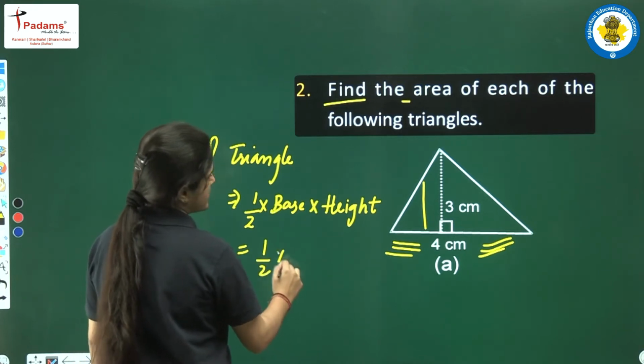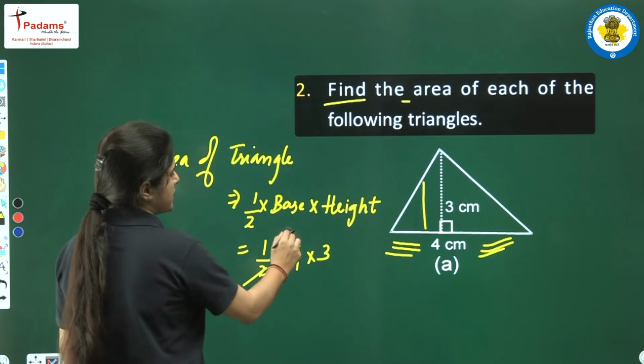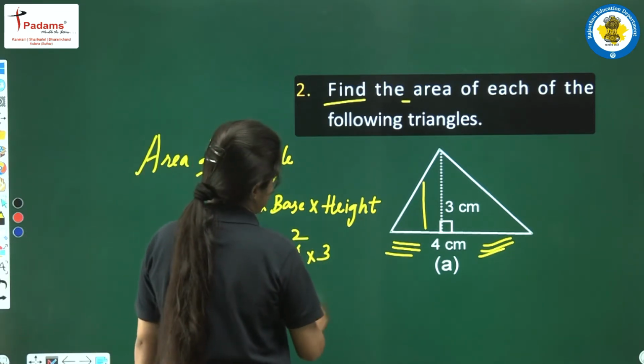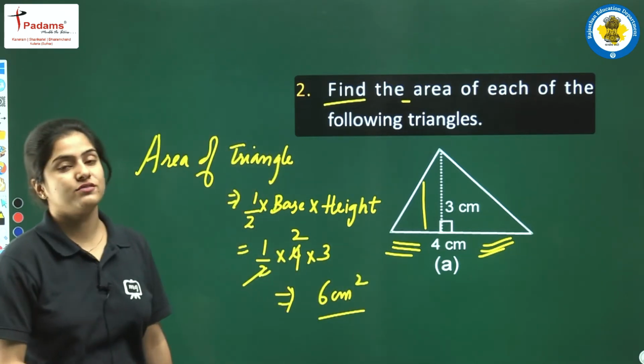Half into base, what is the base? That is 4, and what is the height? That is 3. So on the table of 2, 2 into 2 is equal to 4. So 2 into 3 is equal to 6 centimeter square. Okay. And this is the area of the triangle.